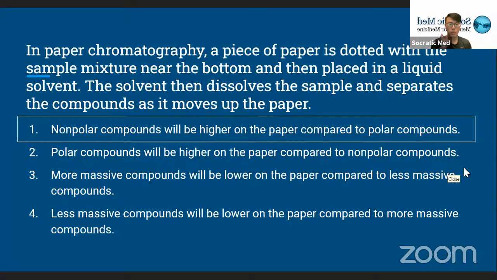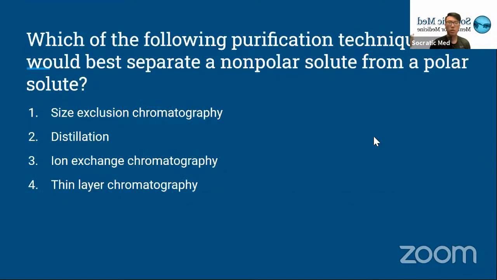And so choice B is the opposite, so that's incorrect. And then choice C and D. Paper chromatography wouldn't be able to separate based on size. You would need size exclusion chromatography to separate the compounds based on size. All right. Any confusions on this problem? Okay. All right. I'll move on to the next question.